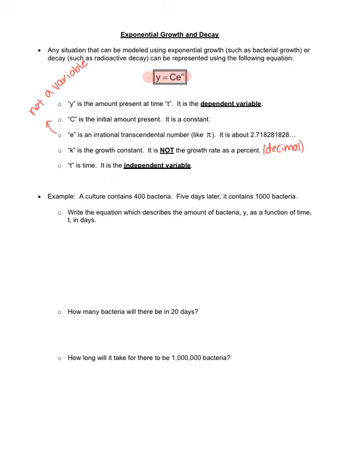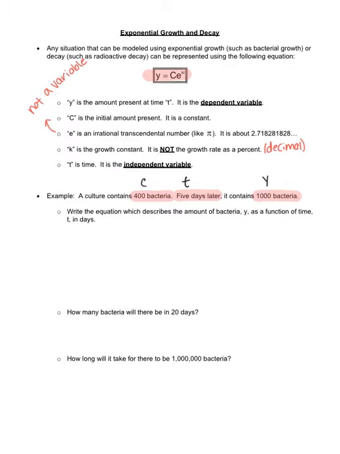So let's do an example. I've got a culture that contains 400 bacteria. 5 days later, it has 1,000 bacteria. So the 400 that's there, that's giving me C because that's the initial amount that I started with. The 5 days later is giving me T, it's telling me the time. And then containing 1,000 bacteria, that's telling me Y because it's saying after this time, after 5 days, I have this amount of 1,000 bacteria.